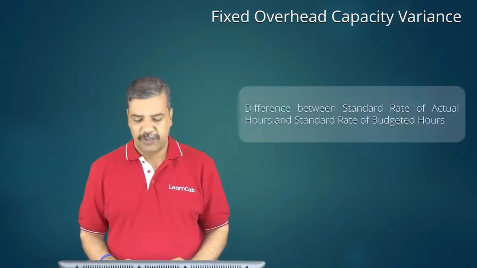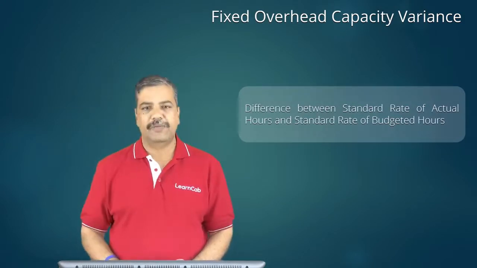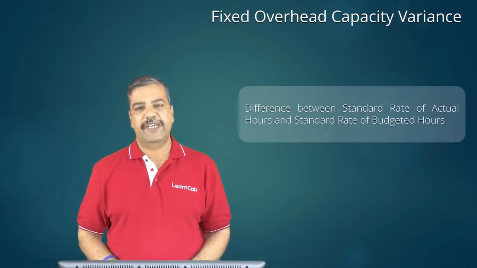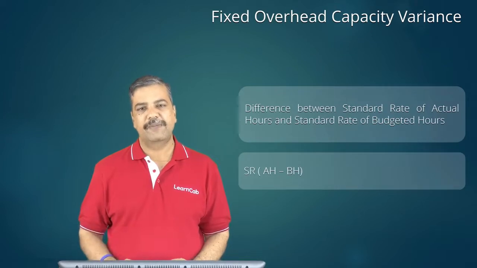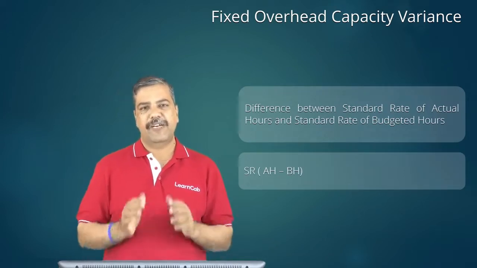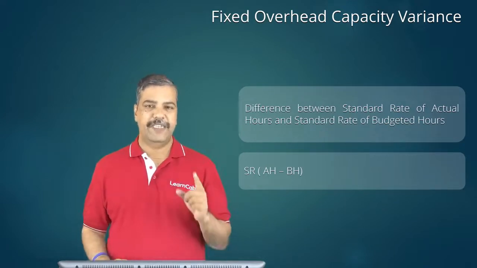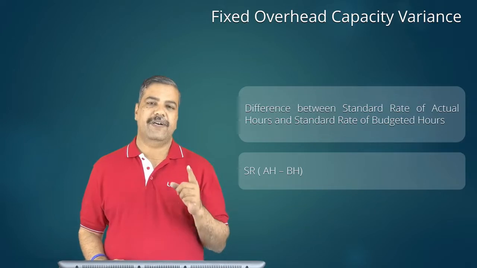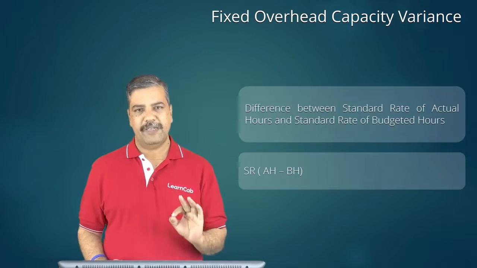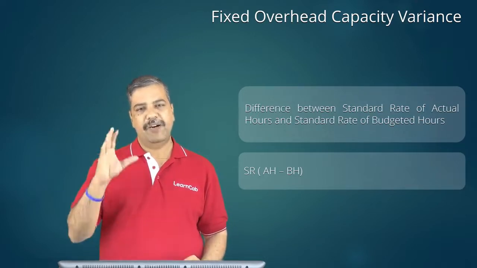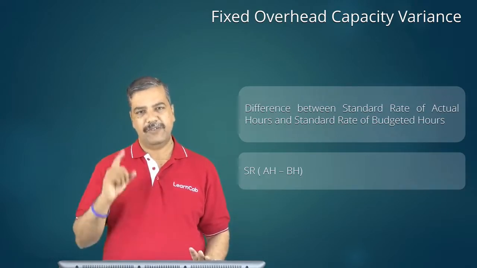Then capacity variance: the difference between standard rate into actual hours and standard rate into budgeted hours. So this is purely SR into AH minus BH. BH is nothing but budgeted hours. So we have actual hours and budgeted hours. Take the net of these two, because capacity and efficiency are all parts of hours, not relating to money. If they are asking about capacity or efficiency, the bracket should always be hours. Please remember, it should not be rates, it should not be R, it should be H only.